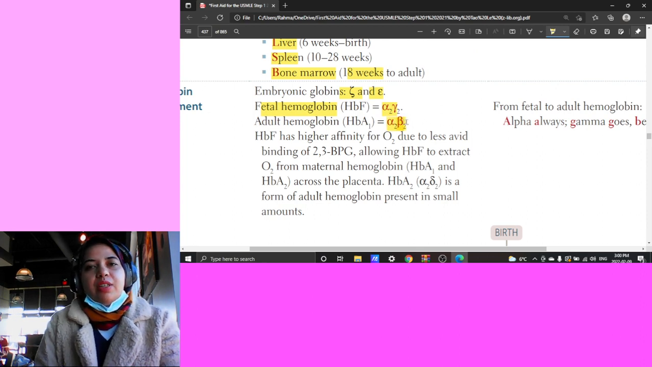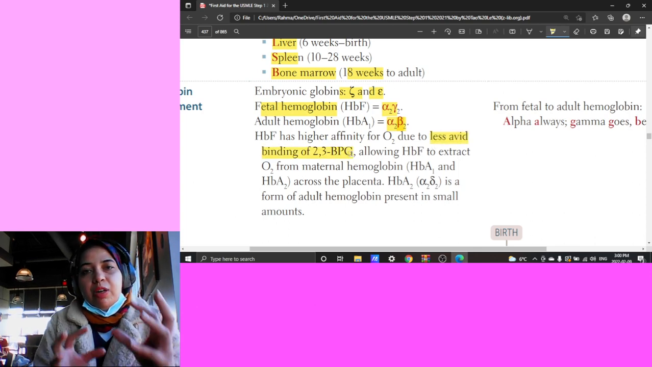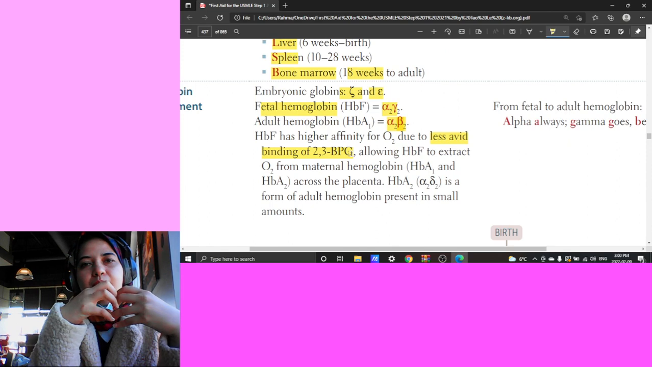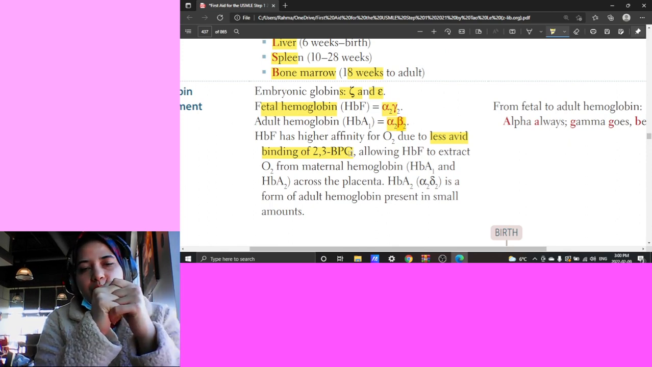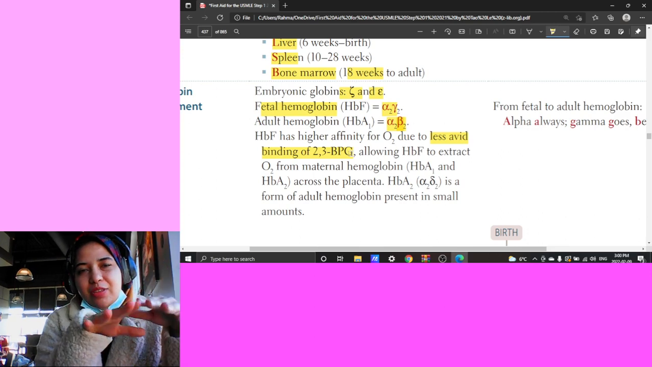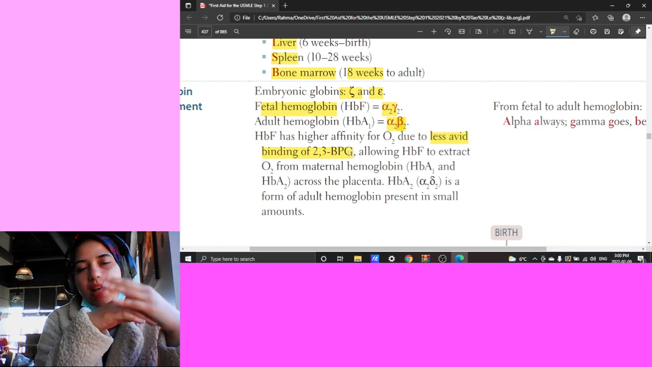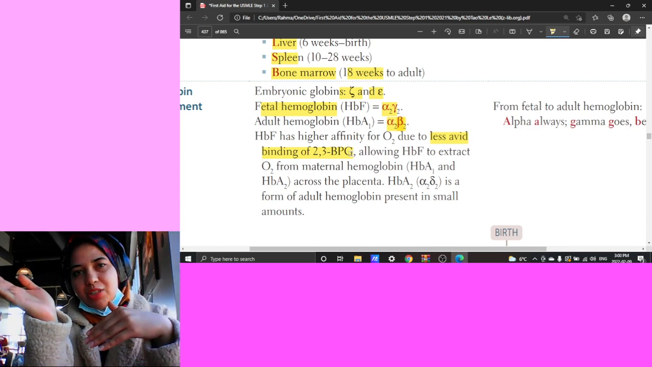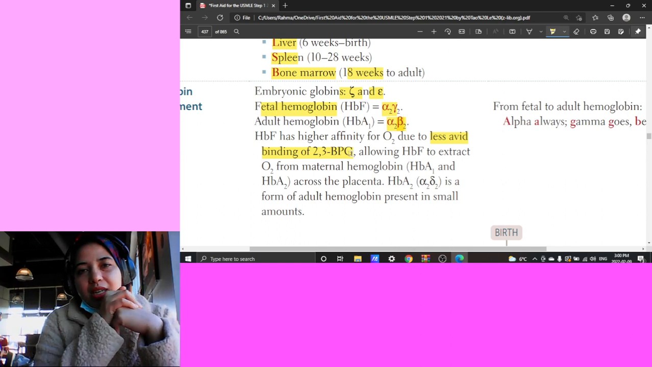So what is the key difference here? The only thing you really need to know is that HbF has less avid binding to 2,3-DPG. 2,3-DPG, when it binds to the hemoglobin, makes it more stable. It makes it a more relaxed state. So the relaxed state in the hemoglobin allows it to let go of oxygen and give it to the tissues. So that's what 2,3-DPG does.